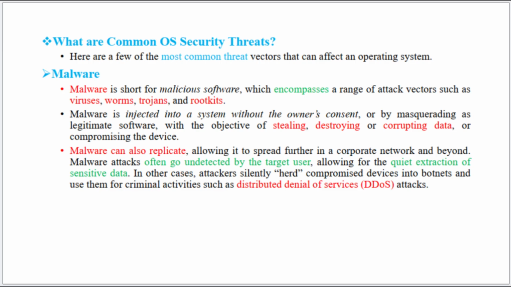9. What are common OS security threats? Here are the most common threat vectors that can affect an operating system. Malware is short for malicious software, which encompasses a range of vectors such as viruses, worms, trojans and rootkits. Malware is injected into a system without the owner's consent, or masquerades as legitimate software, with the objective of stealing, destroying, or corrupting data, or compromising the device. Malware can also replicate, allowing it to spread further in a corporate network and beyond.